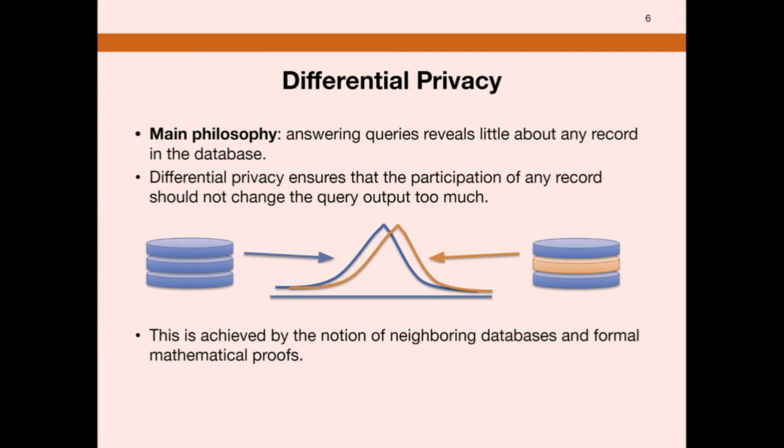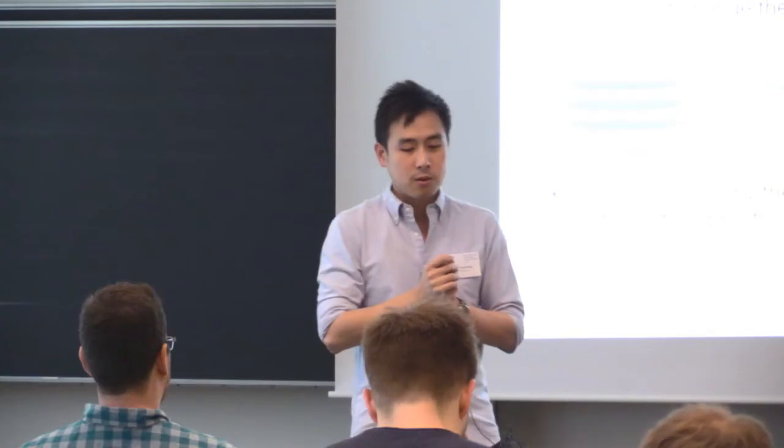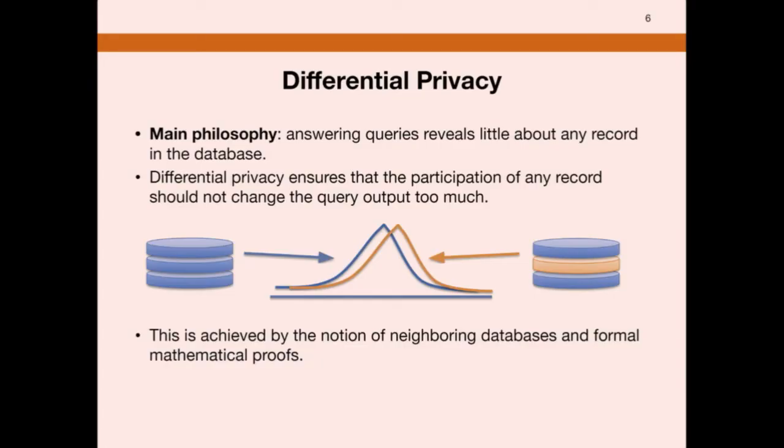It is possibly a gold standard and the state-of-the-art technology in the regime. And its main philosophy can be summarized as follows. By answering queries, it should reveal very little about any individual record in the database. Specifically, differential privacy ensures that the participation of any record in the query system shouldn't change the output too much. I show it in the figure here on the left side.